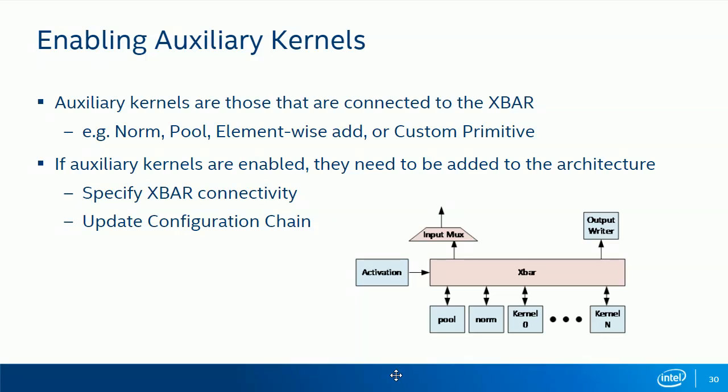In the architecture, you have the option to enable auxiliary kernels. Auxiliary kernels are primitives that are connected to the crossbar, for example, norm, pool, element-wise operations, or even custom primitives. If you choose to enable these auxiliary kernels, you'll need to add additional information in the architecture description prototxt to specify the crossbar connectivity as well as the configuration chain.